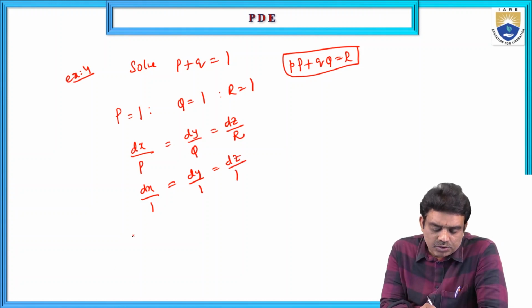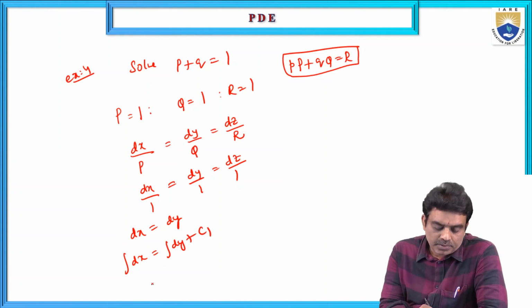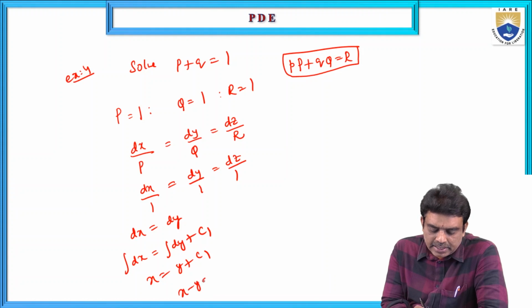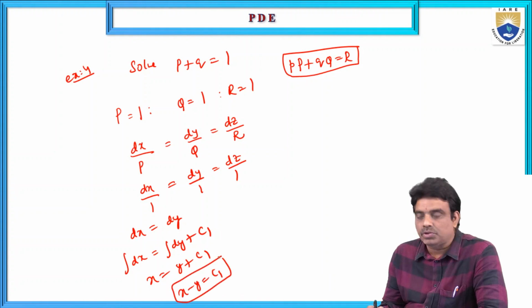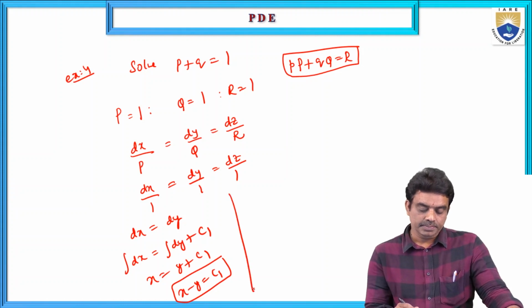So I'm taking the first two, dx is equal to dy, and integrating, integral dx is equal to integral dy plus c1, or x is equal to y plus c1, or x minus y is equal to c1. That is the first solution. x minus y is equal to c1.